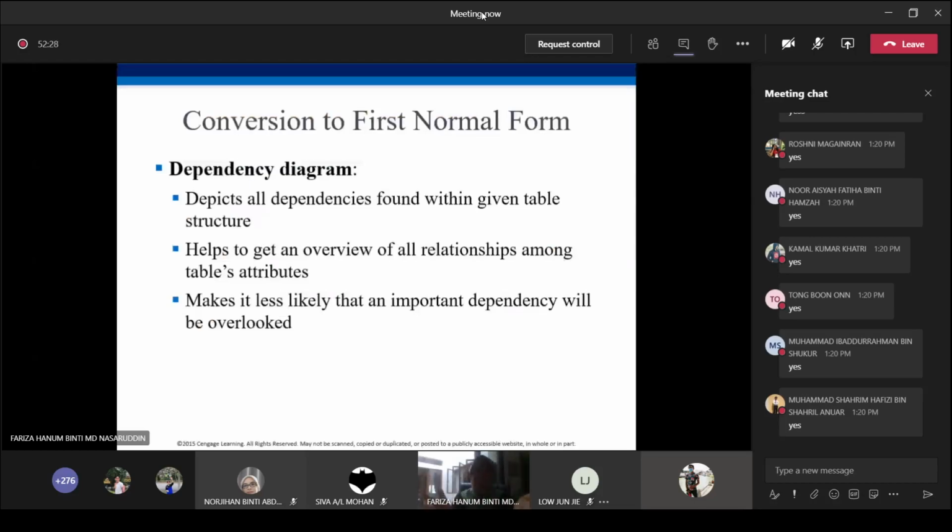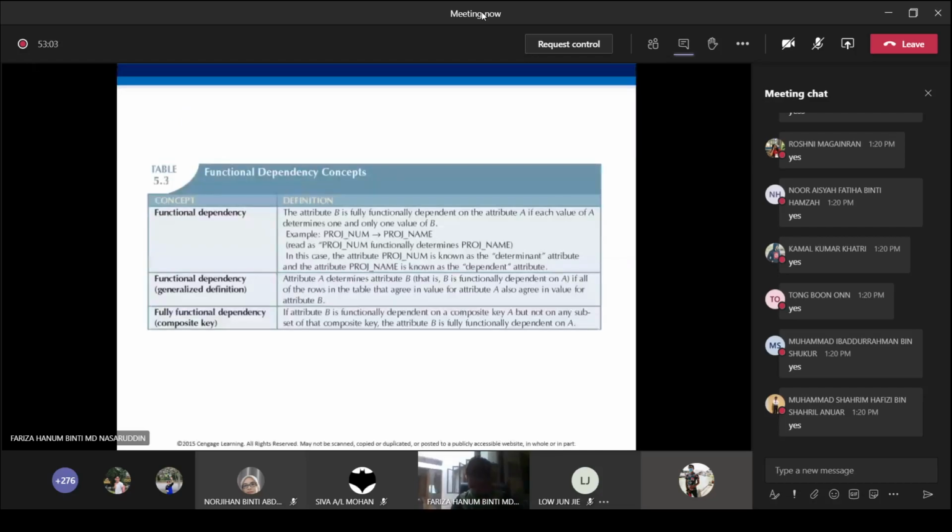Okay, so now you have that first normal form. You want to transform it to a second normal form. How do you do it? You first start with a dependency diagram. In a dependency diagram, you would draw out all the dependencies: the partial dependencies, the fully functional dependencies, and the transitive dependencies. Because you will have to draw all this, then it will be clear for you.